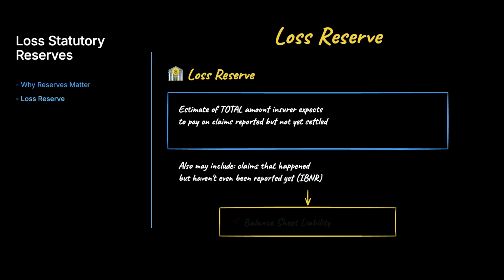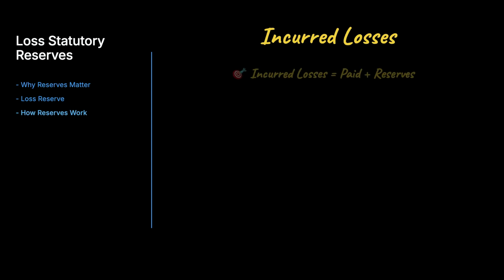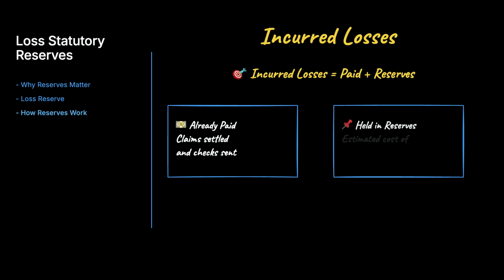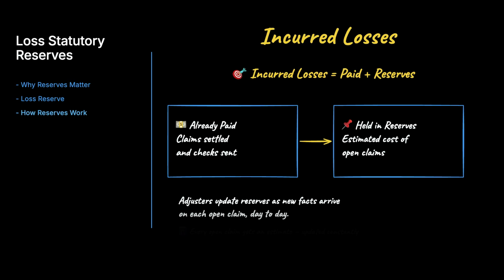A loss reserve estimates the total amount an insurer expects to pay on claims reported, but not yet fully settled. Sometimes it also covers claims that have happened but haven't even been reported yet. It's a balance sheet liability. Here's how it plays out day to day as adjusters work each open claim. They estimate its ultimate cost and set that aside, updating as new facts arrive.